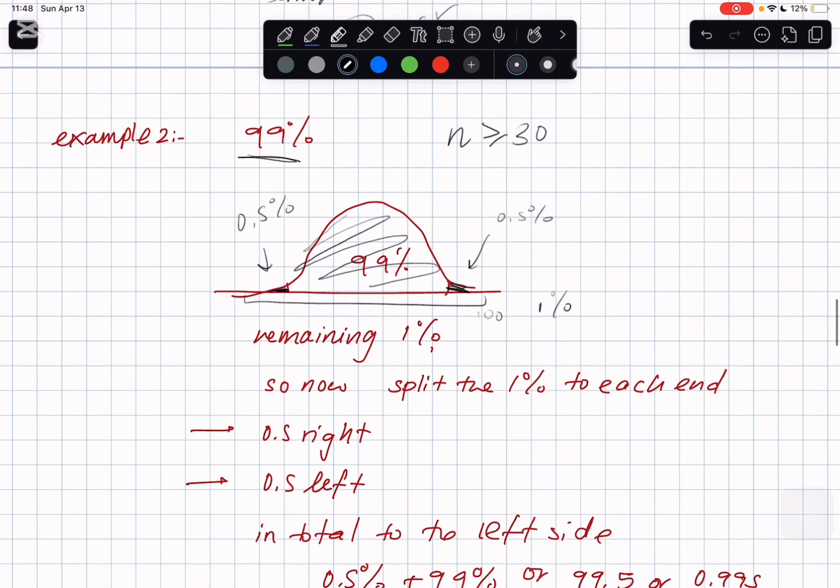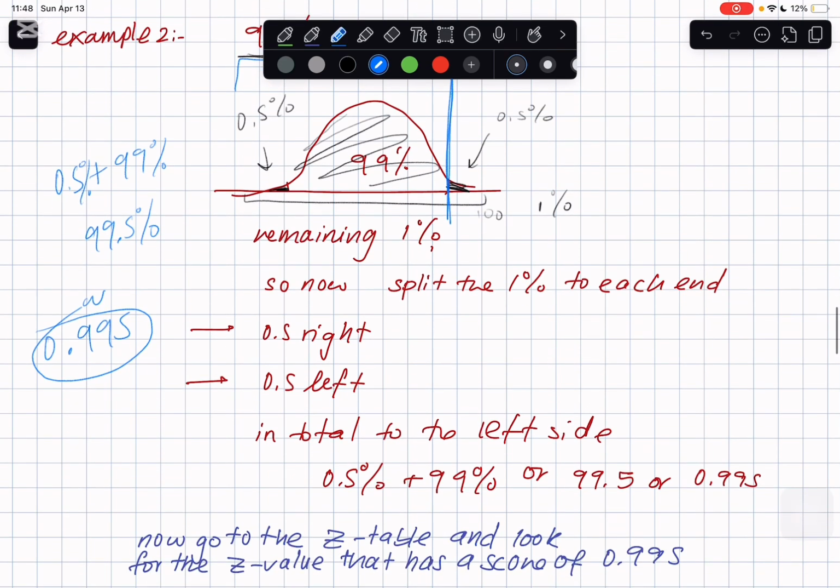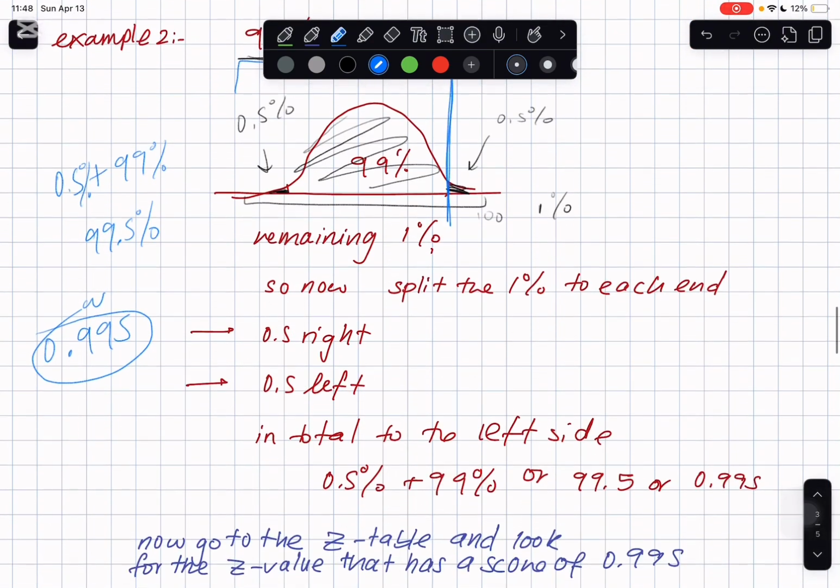Now what do we want to find? We want to find all the values to the left of this number, fully, which is 0.5 plus 99%, which is 99.5%, or 0.995. We found the value now. What we're going to do is go back to the table. Now what we're trying to figure out is the T value. Right, we're trying to figure out the T value.